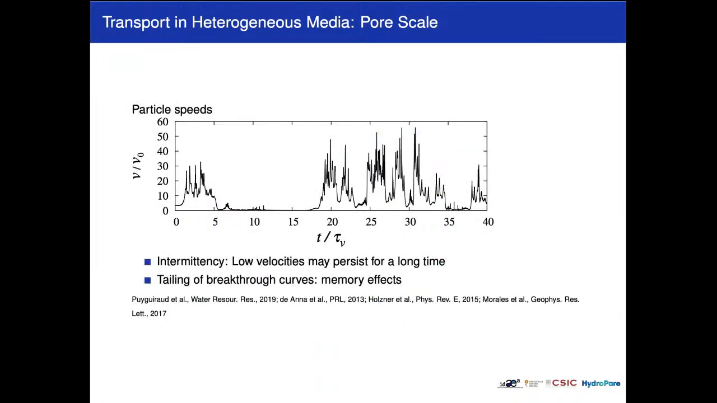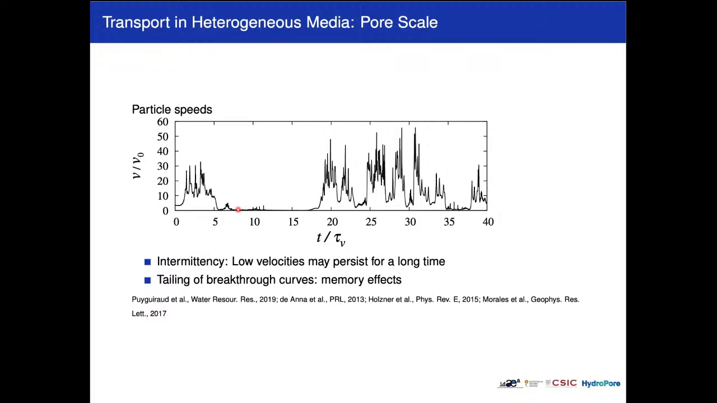And when we look at velocity time series, we see that they look very different from the ones that we need for a Fickian description. Also here we see an intermittent signal. We have high velocities that fluctuate relatively fast and low velocities that hardly fluctuate. Yeah?